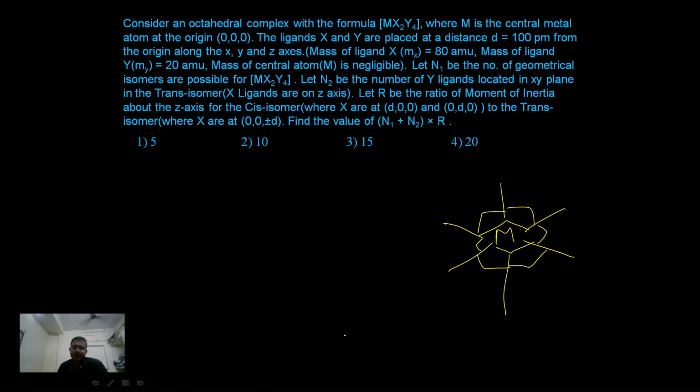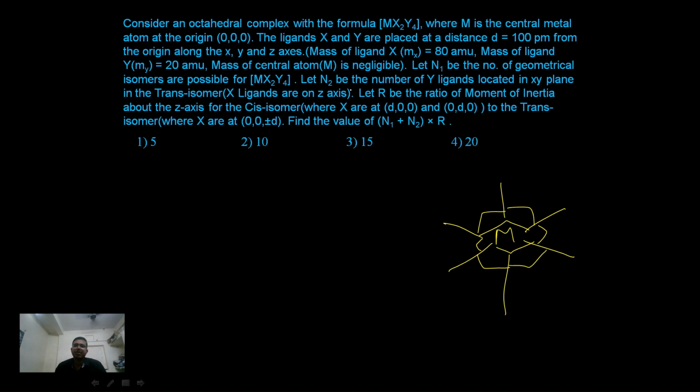They are perpendicular to each other. Next, we know M is the central metal atom at origin (0, 0, 0). So let's put M somewhere here. The ligands X and Y are placed at a distance d from the origin along the X, Y, and Z axes. Okay.